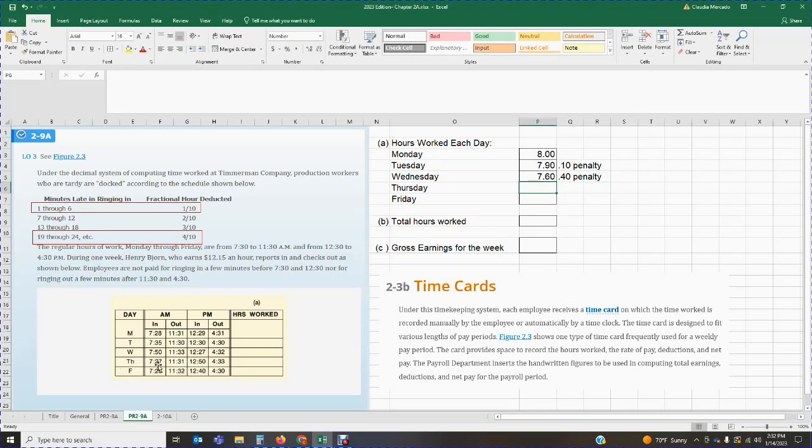On Thursday, he clocked in at 7:27, a couple of minutes early. That's fine. He's not going to get paid for clocking in 3 minutes early. He clocked out at 11:30, okay? And now look at this.